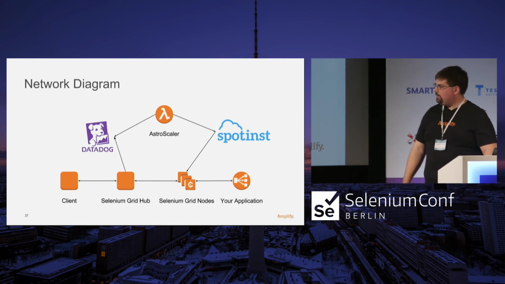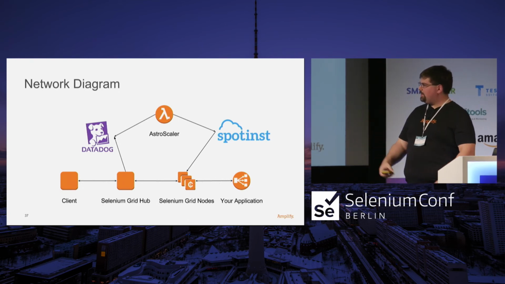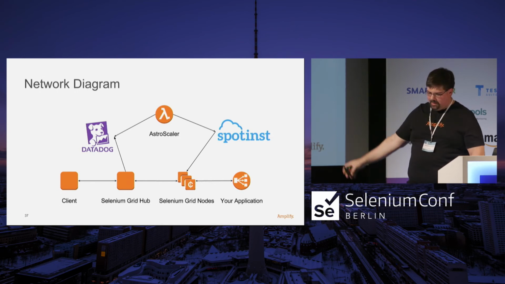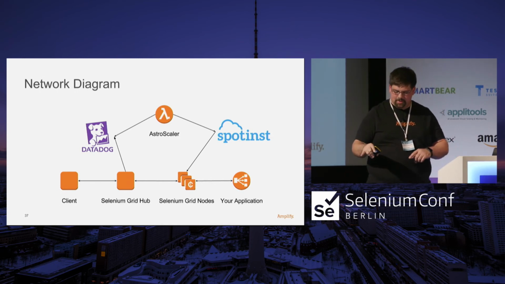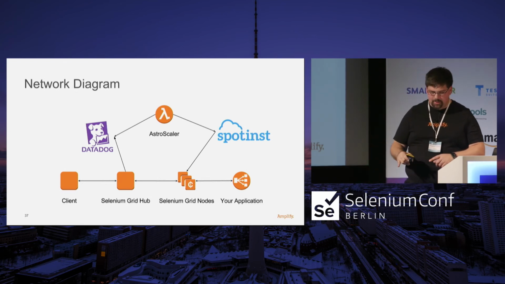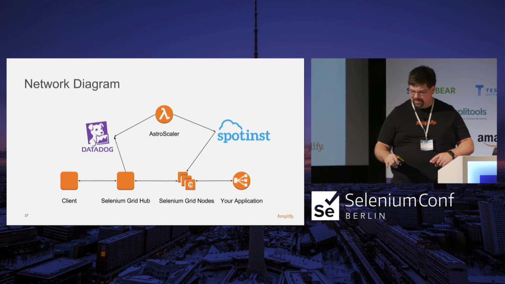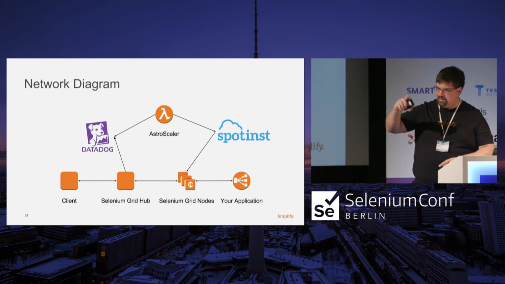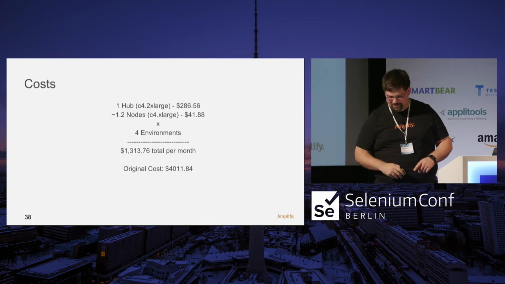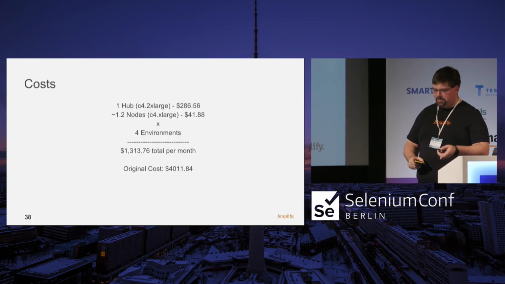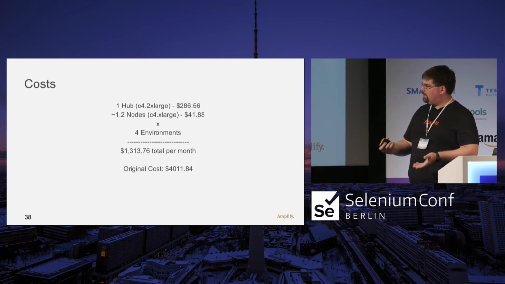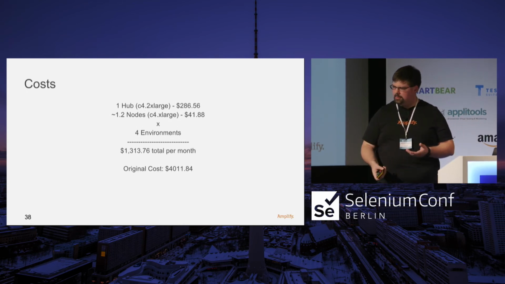So let me update you on what the diagram looks like now. We still have everything else, but now we've added Spotinst. So now AstroScaler talks to Spotinst if it wants to scale up or down the Selenium Grid nodes. The other addition we have here is Selenium Grid nodes now have a little cent sign because they are so cheap. But how cheap? So now our 1.2 nodes that we were running, those are actually $41. So we cut that roughly by 2/3.